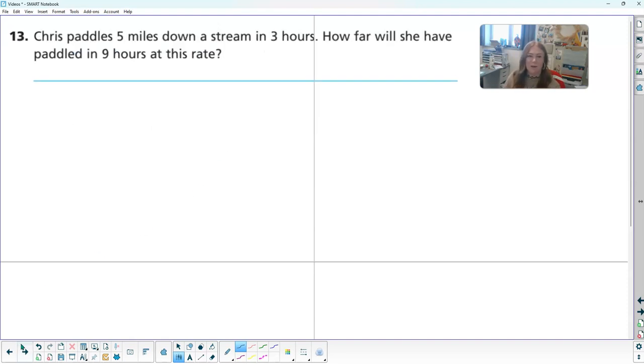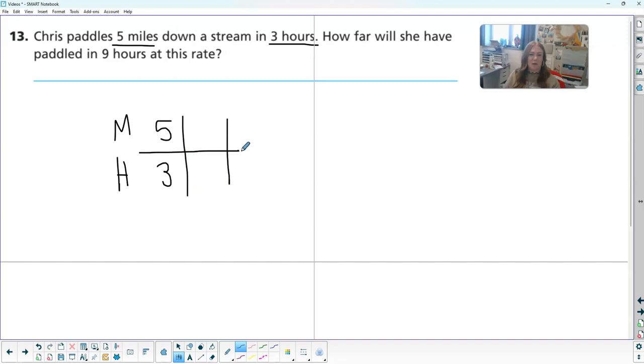Okay, and our last one, if you're choosing to do this one, says Chris paddles 5 miles down a stream in 3 hours. So I'm underlining my units. We have miles, we have hours. So he's going 5 miles in 3 hours. It wants to know how far she will have gone in 9 hours. So hours is on the bottom. We're going to put it over here.